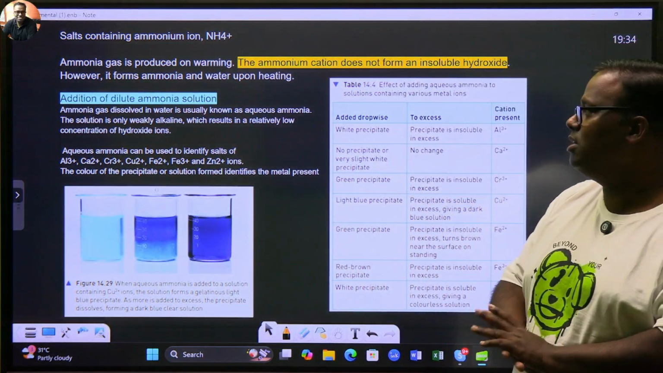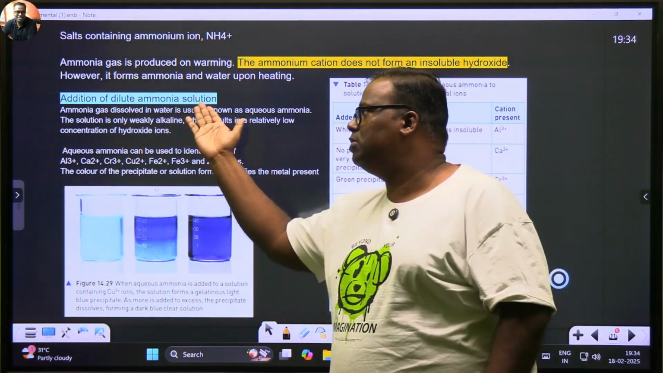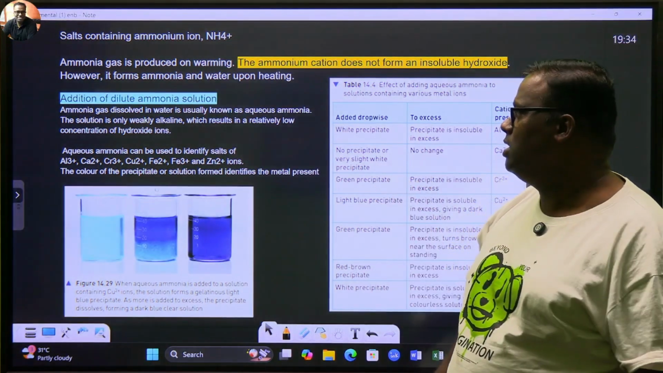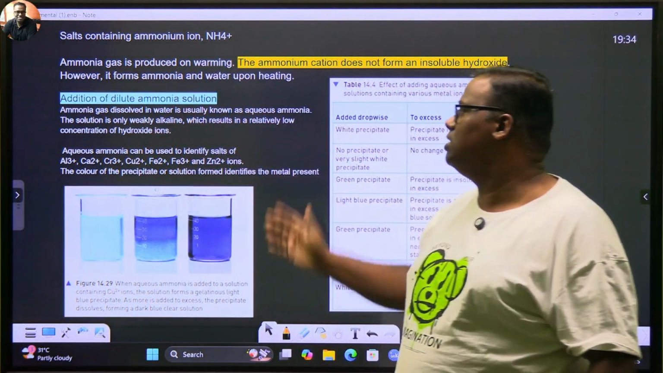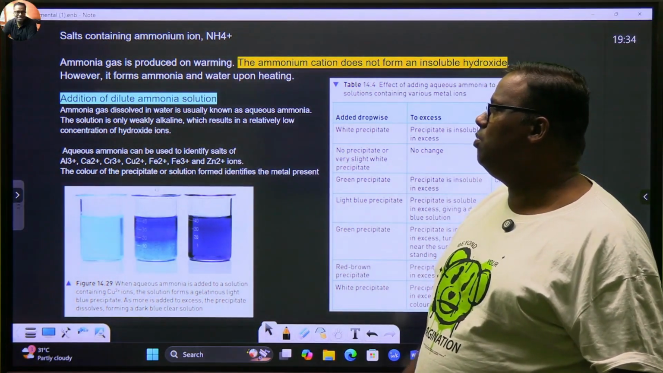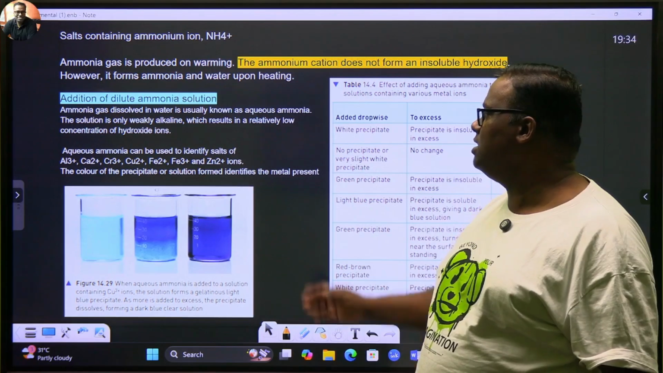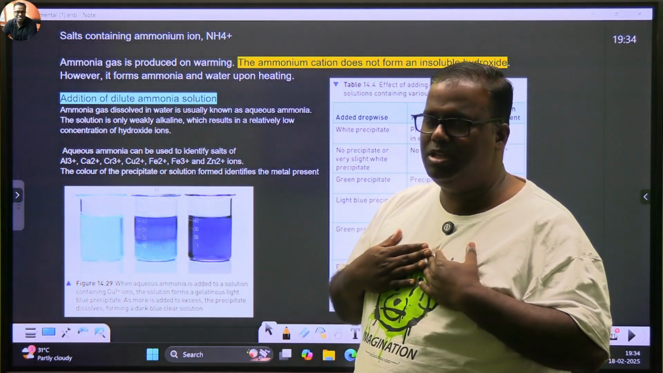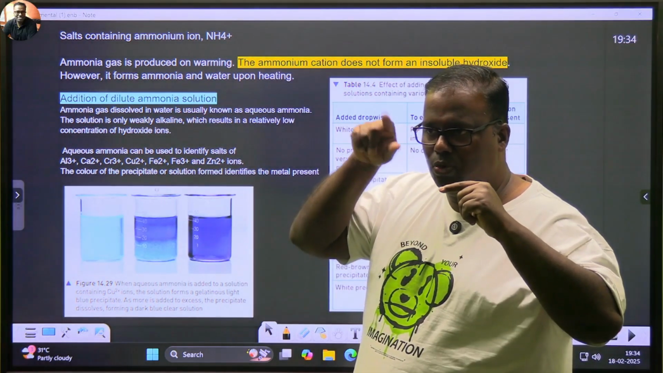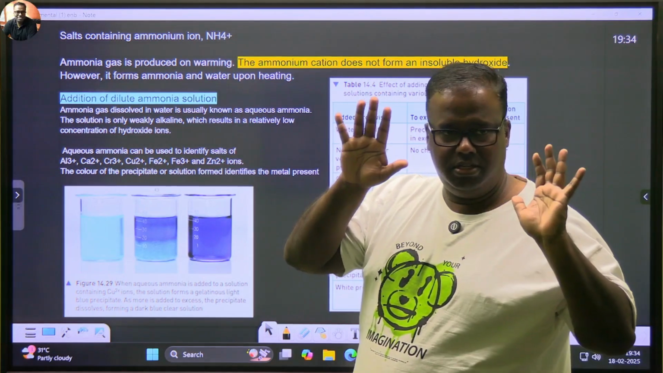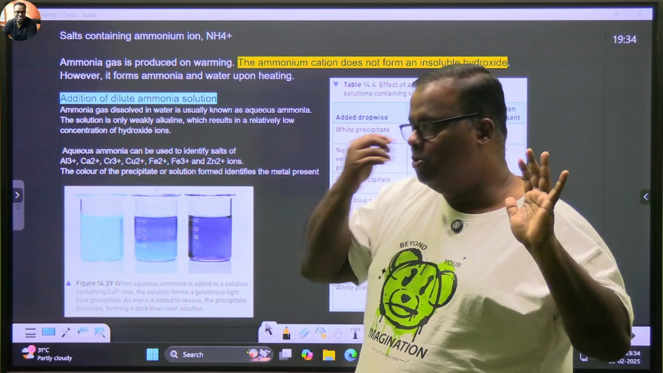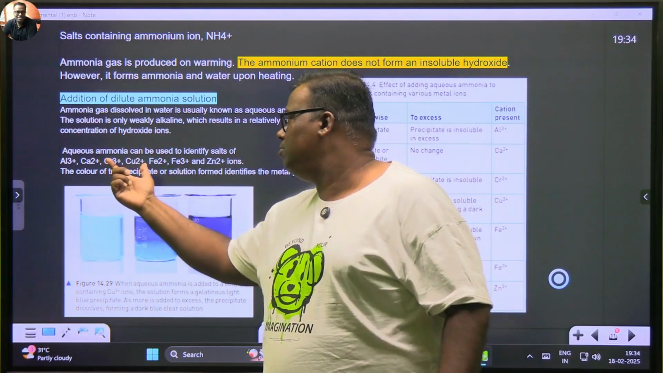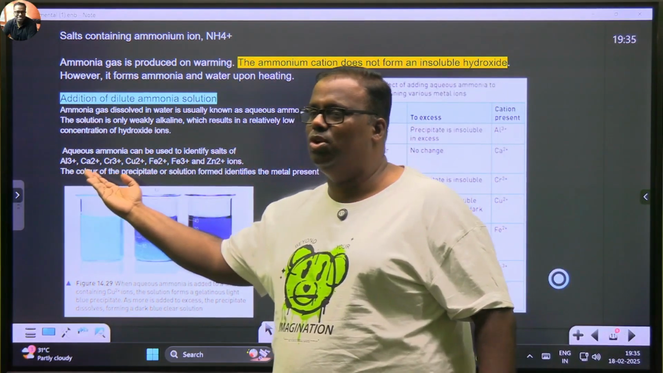Addition of dilute ammonia solution. Sir, what is dilute ammonia solution? Ammonium hydroxide, NH4OH. Ammonia gas dissolved in water is known as aqueous ammonia. The solution is only weakly alkaline, which results in a relatively low concentration of hydroxide ions. I hope you understand, alkaline means hydroxide. Hydroxide means OH. So ammonia will form a hydroxide, ammonium hydroxide. Now, aqueous ammonia can be used to identify again the same salts.